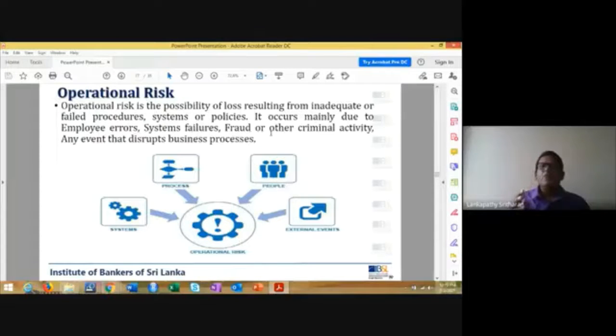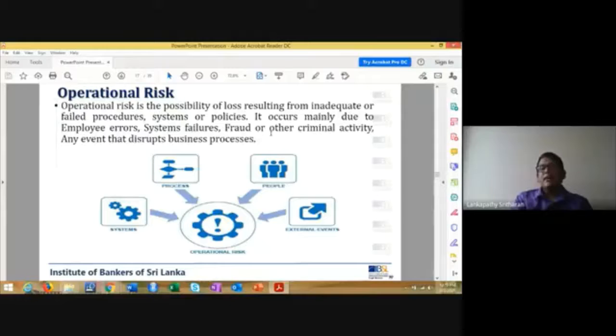Why is it more vital? Because the more IT is used by banks and finance businesses in day-to-day operations, the more operational risk gets involved. It can occur through system failure, process failure, people failure, or due to fraud, and through external events. There are four reasons for an operational risk to occur.